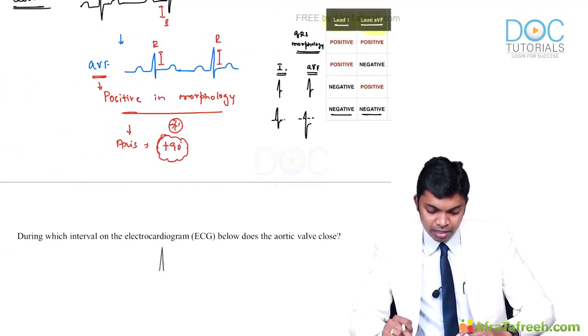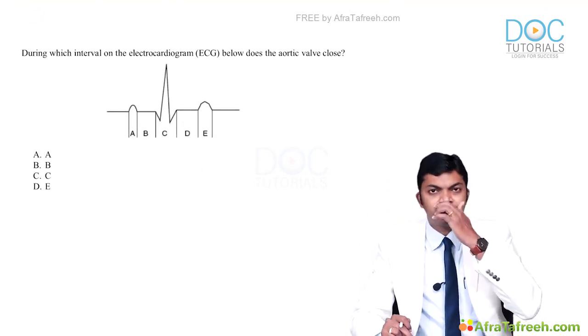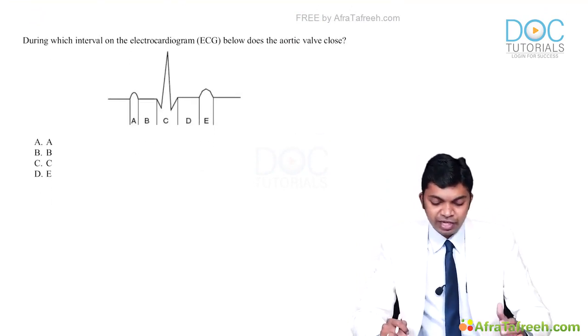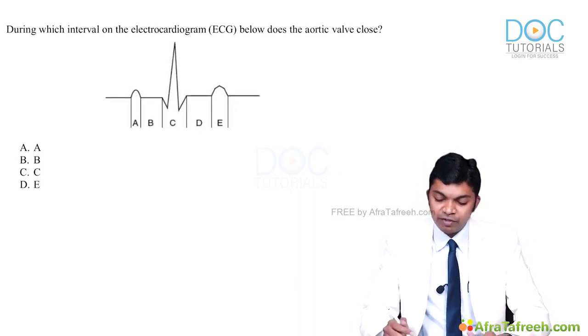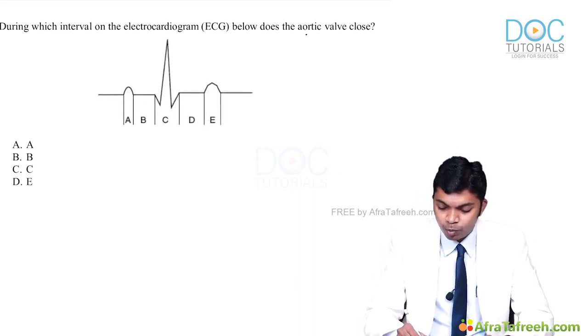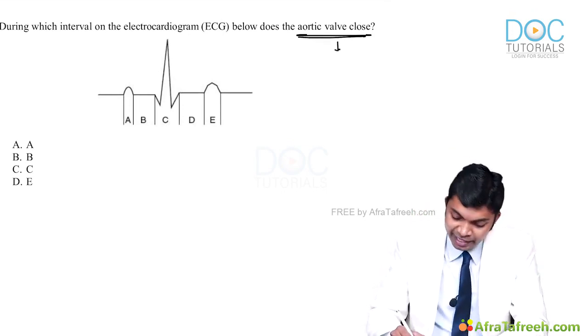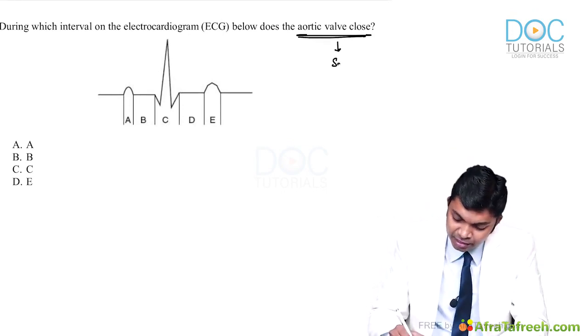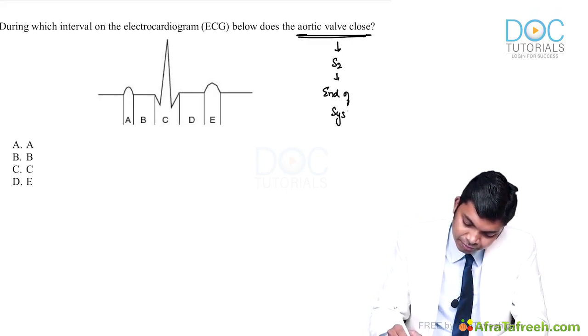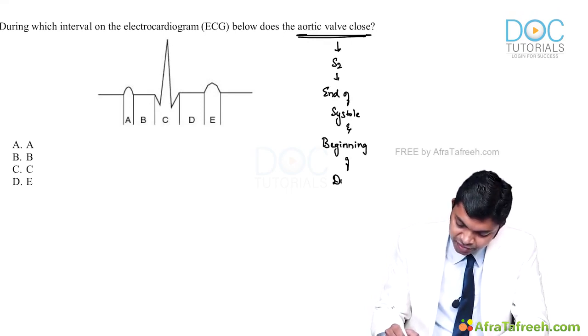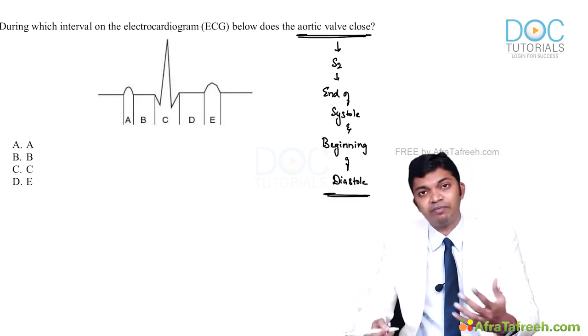That's it. So, we will take up one question to finish this topic. During which interval on ECG does the aortic valve close? So, aortic valve closes, that is the question. What does aortic valve closure tell you? Closure of the aortic valve is nothing but the second heart sound, right? This is nothing but the end of systole and beginning of diastole, isn't it? That is what is called aortic valve closure.